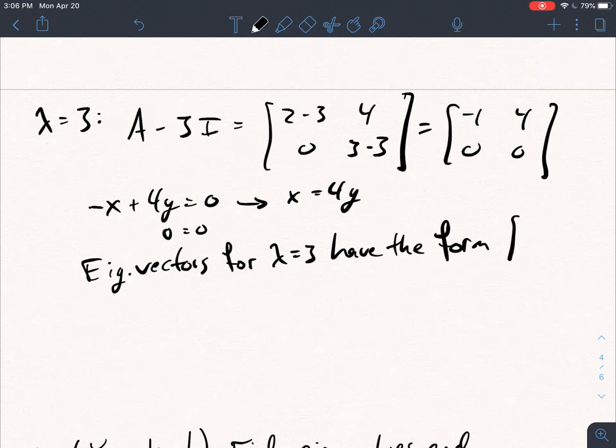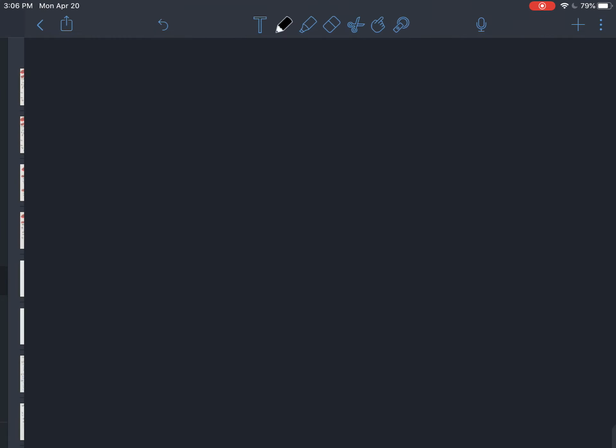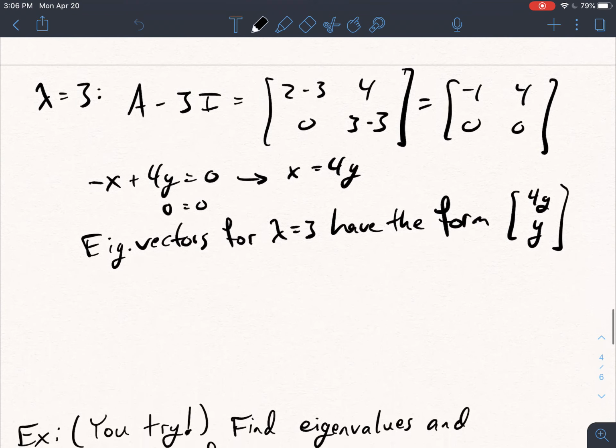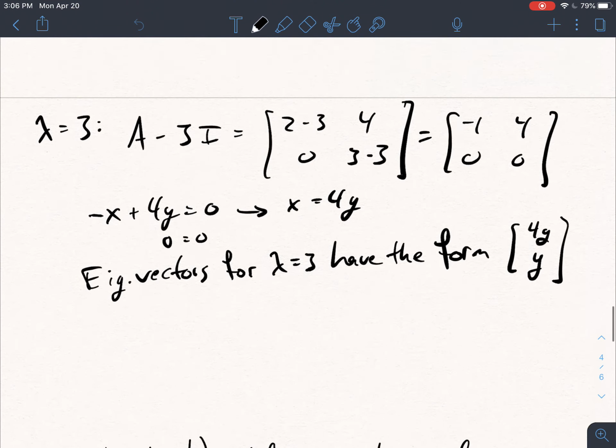All right, so eigenvectors for lambda equals 3 have the form, instead of x, I'll write 4y, and then I'll write y for the second one. So you can think of y as being our free variable here. Great. So, yeah. We could also double check that this is right.